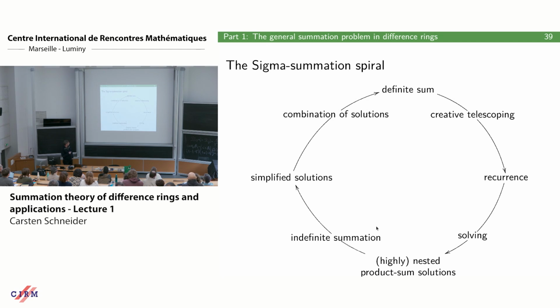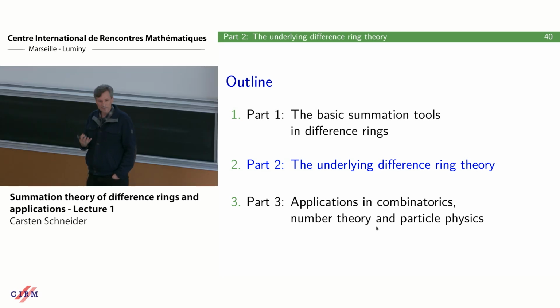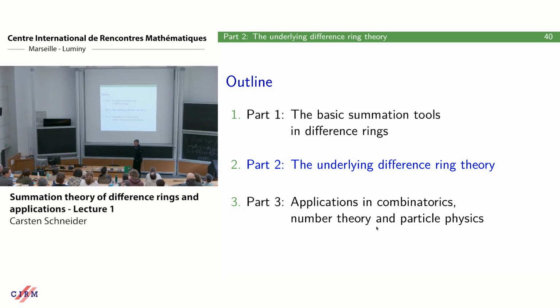We have this cycle: creative telescoping, recurrence finding, indefinite summation, combining the solutions. And next week, I want to go into more details about the difference ring theory, how we can automatically construct such a difference ring so that it works, and extract nice properties like the transcendence of such summation objects that I represent. So this will be next week. And then the last part will be dealing with applications. Thanks.